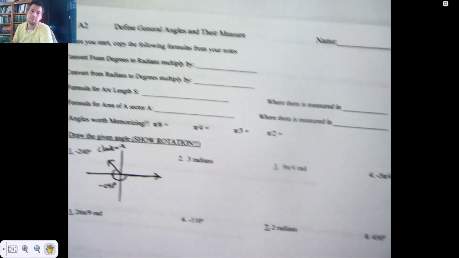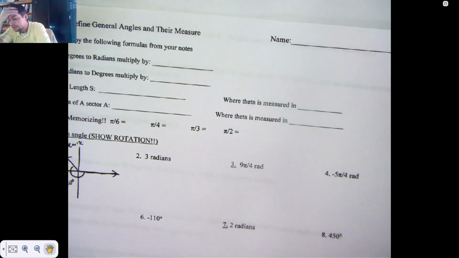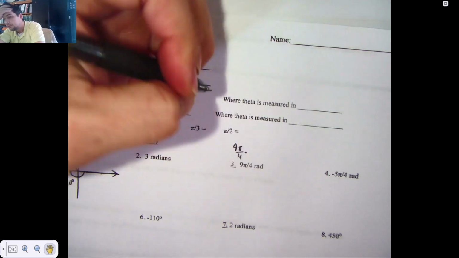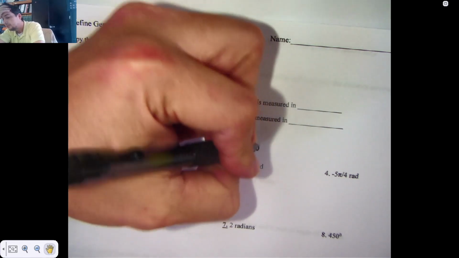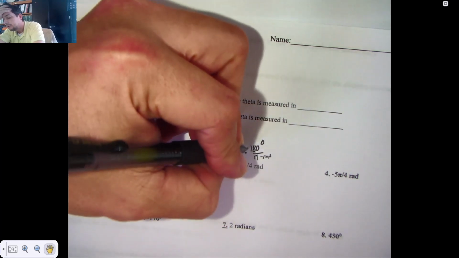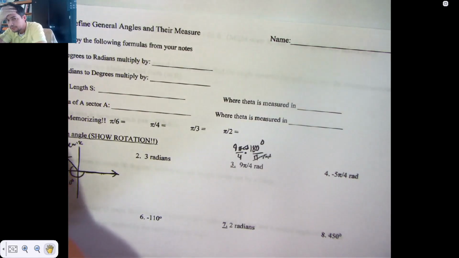Next we have 9 pi over 4. So what you guys are going to have to do, because you're new at this and you haven't done a whole lot of trig and you don't know this off the top of your head, is you're going to have to convert. You're going to have to do 9 pi over 4 and multiply it by 180 degrees over the pi rad. What happens is the pi rads cancel. They're gone.